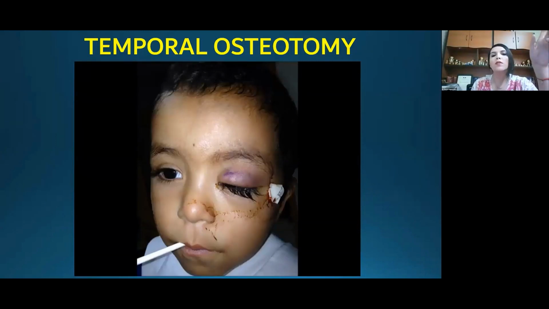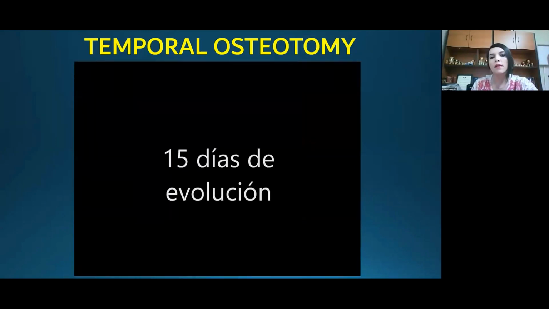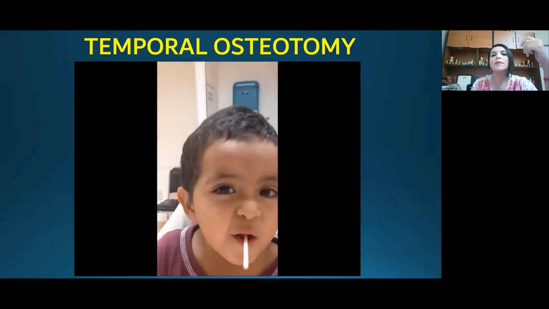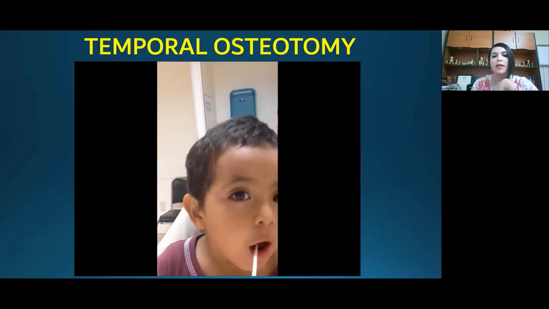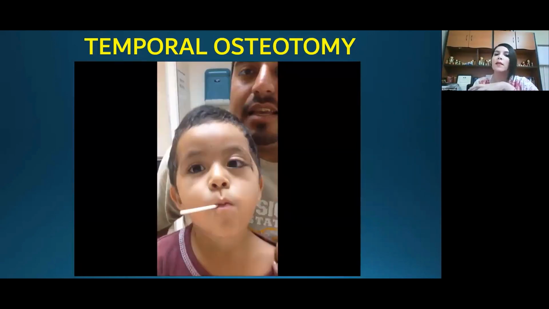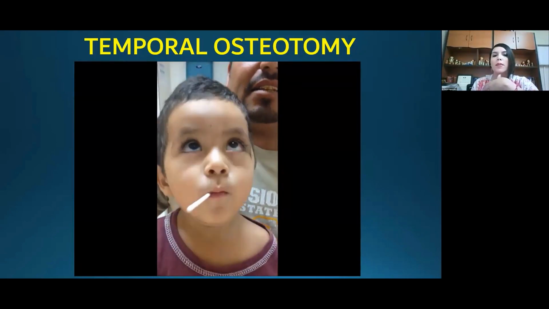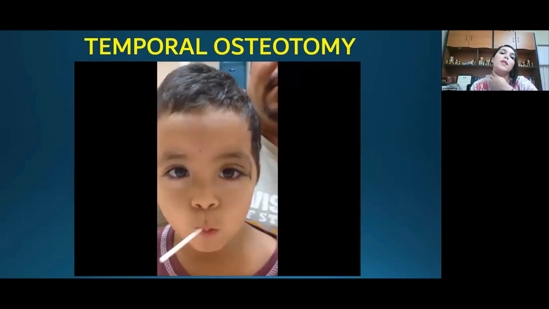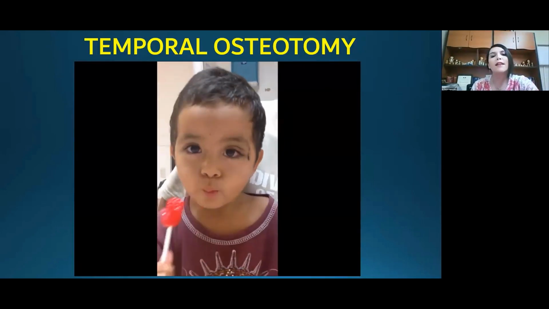After 1 day of evolution, the boy is well. 8 days. 15 days of evolution, we can see that the movement of the eyes is conserved. The pupil reflex is good. The movement is really good. He's well. Now we have the piece complete to make a histopathological examination, and he's in a very good way.